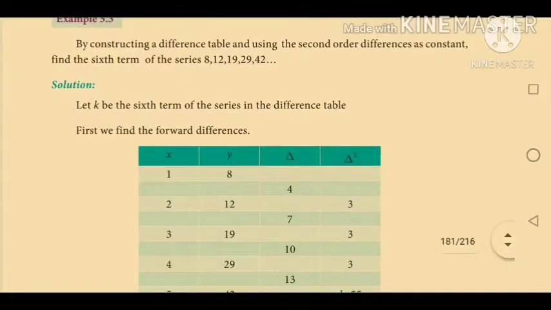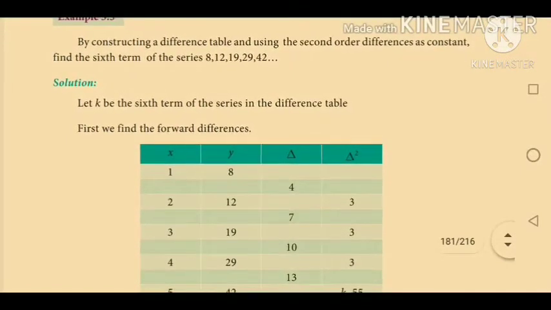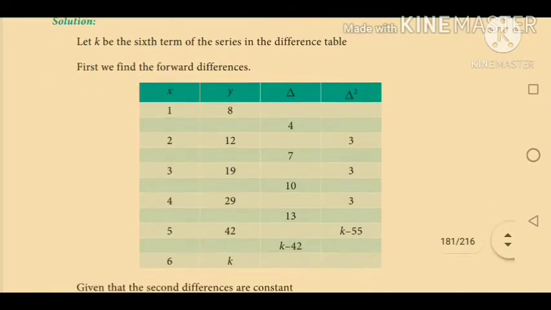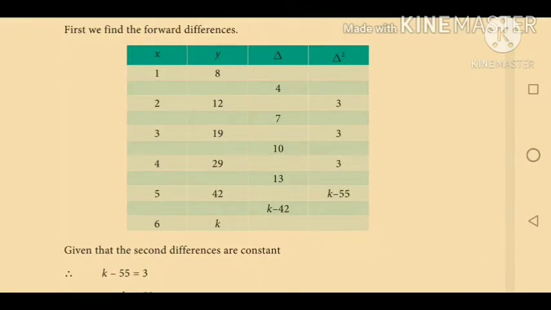Here, by considering the difference table using the second order difference as constant, find the sixth term of the series 8, 12, 19, 29, 42. Here they said that the second order difference is constant. The second order difference is delta square y. It is constant, meaning there is no change. The values 8, 12, 19, 29 and 42 are taken as y. Therefore x equals 1, 2, 3, 4 up to 6. The sixth term be k.